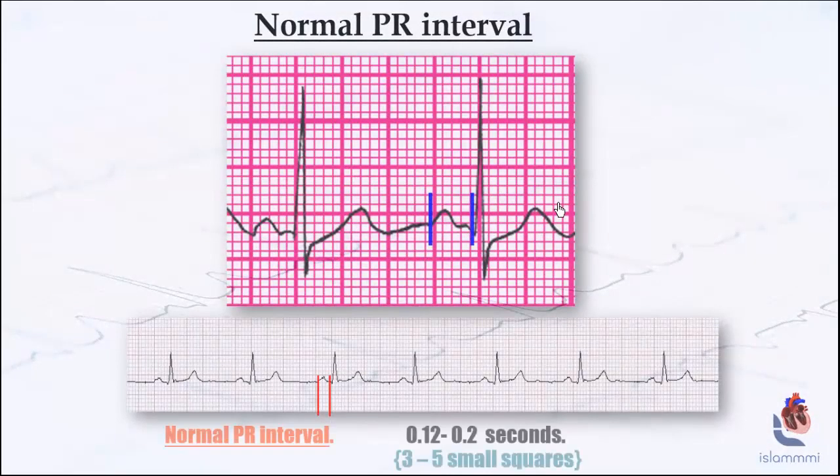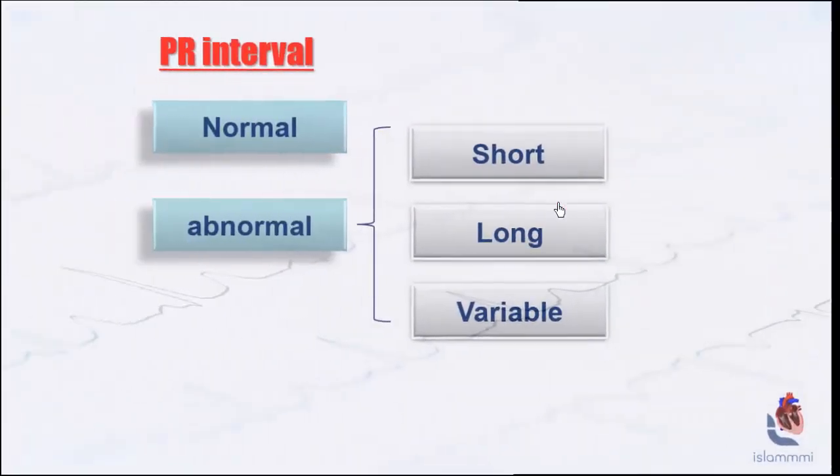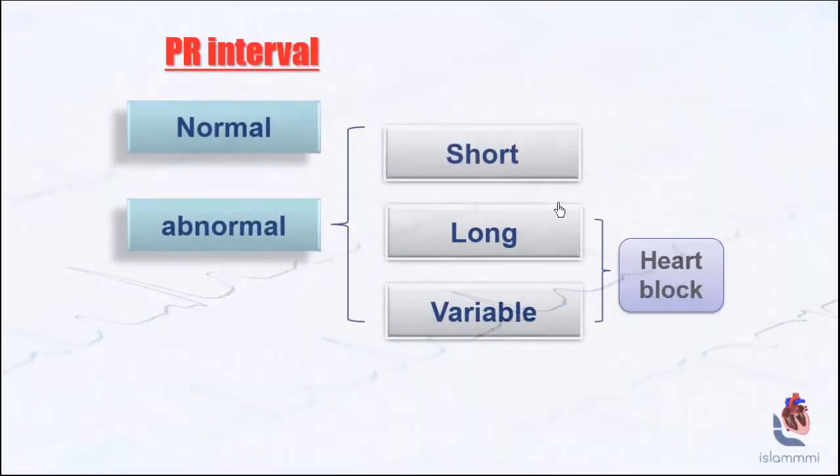So this is the ECG strip. For the normal, we measure from the beginning of the P wave until the beginning of the R wave. How many small boxes? 1, 2, 3, 4. As we said before, the range is between 3 and 5. If it's longer than 5, something is wrong. If it is shorter than 3, also something is wrong. Short we will not cover here, but long or variable means that we have a sort of block. It should always be within 5 small squares. If it's longer than this, it means we have a block.